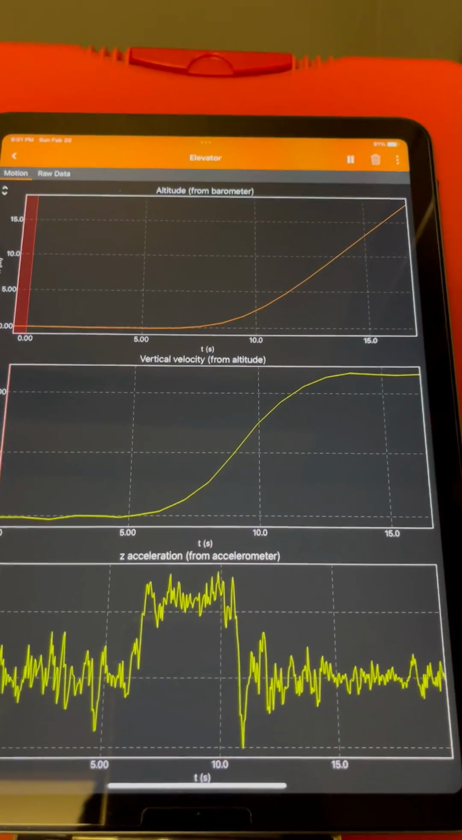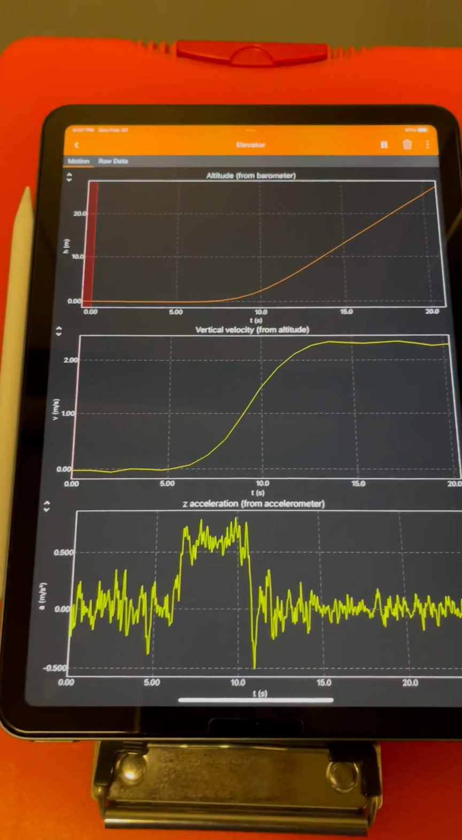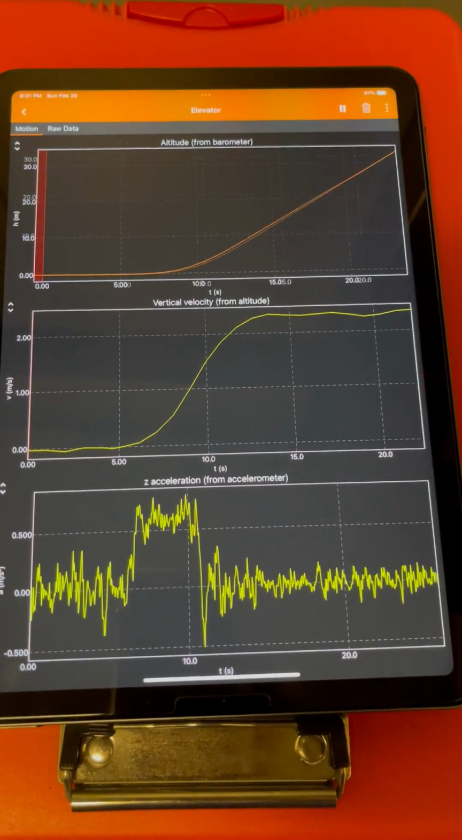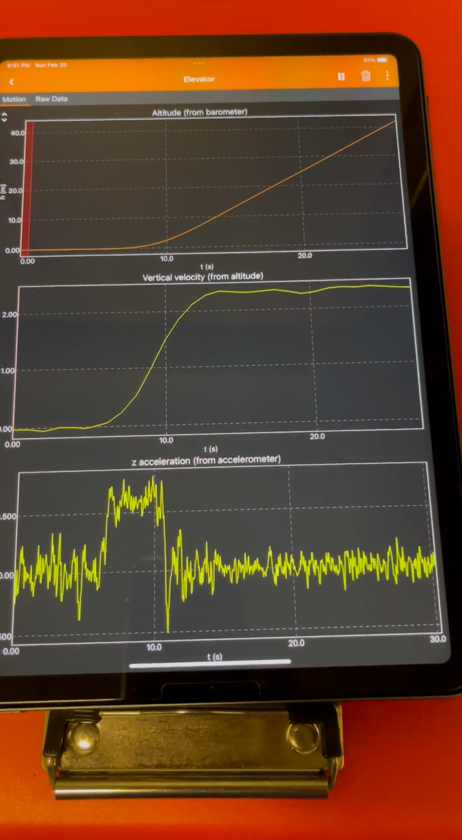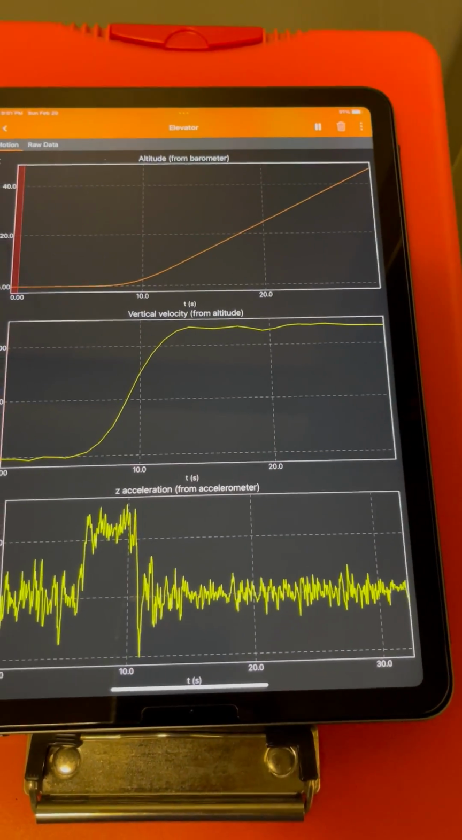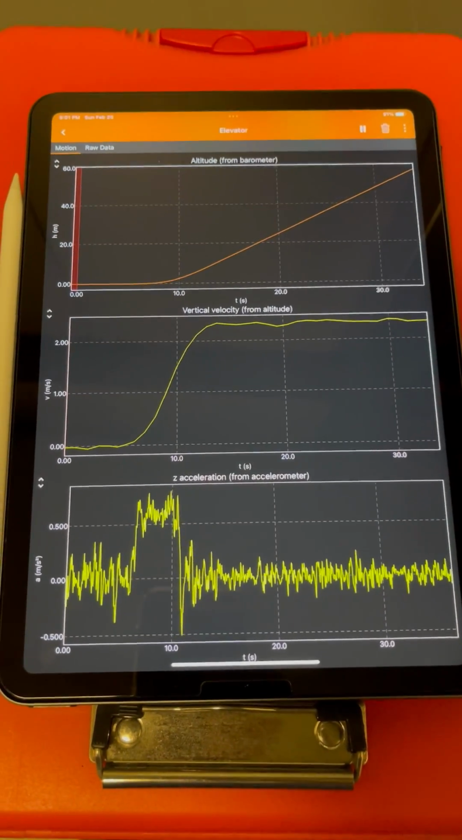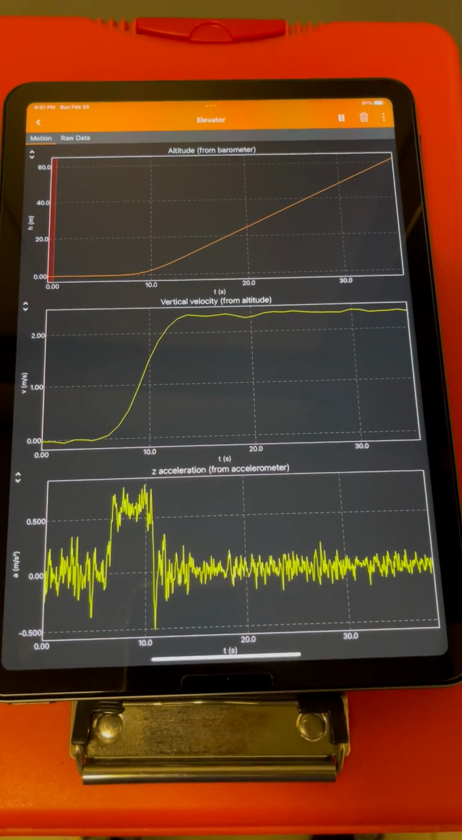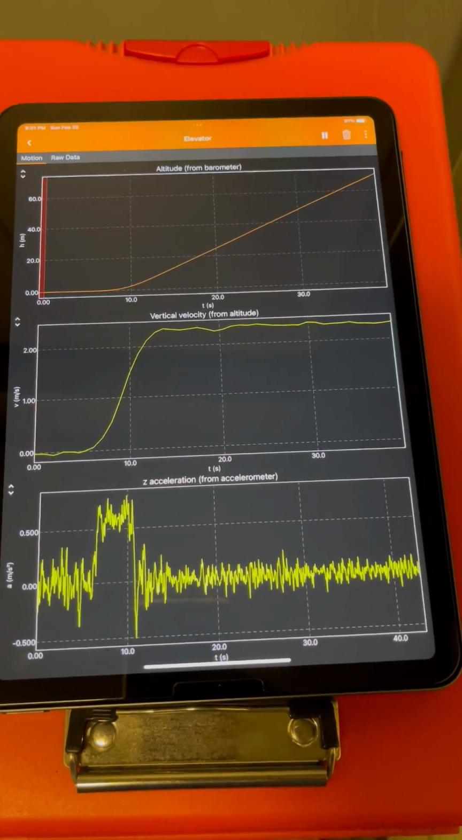So as you can see, there's a curved line. It means that we are accelerating at that point. And then after some time, we had a constant velocity already. So this is the velocity going up.